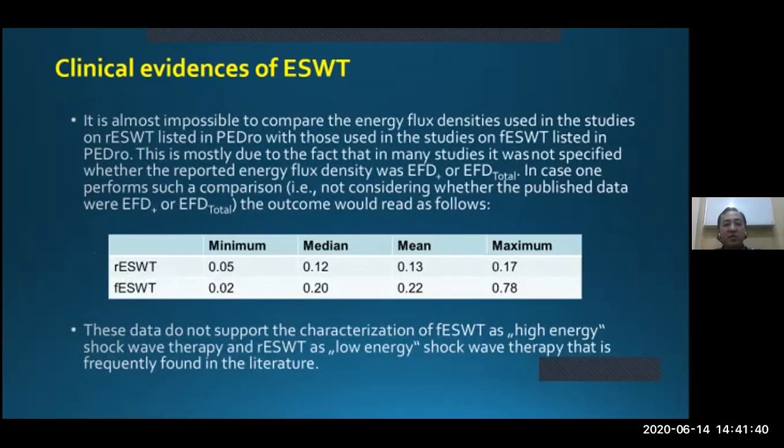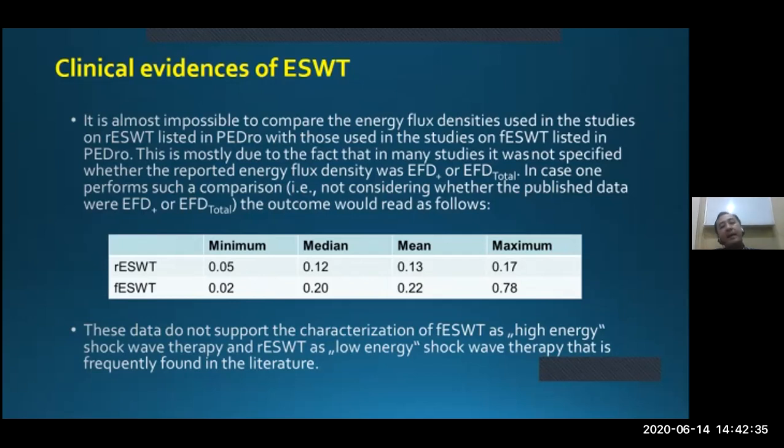It is almost impossible to compare the energy flux density used in the studies on radial shockwave listed in PEDro with those used in the studies on focused shockwave listed in PEDro. This is mostly due to the fact that in many studies, it was not specified whether the reported energy flux density was EFD plus or EFD total. In case one performs such a comparison, not considering whether the published data were EFD plus or EFD total, the outcome would be as follows. So these data do not support the characterization of focused shockwave as high energy shockwave therapy and radial shockwave as low energy shockwave therapy that is frequently found in the literature. That's the PEDro database conclusion of the clinical evidence of shockwave.